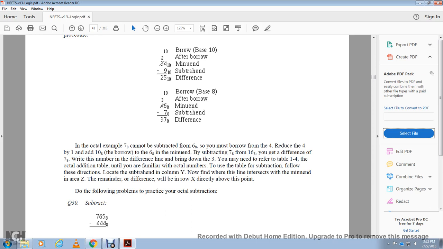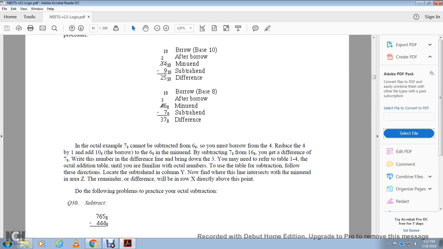Then bring down the 3. When you need help with the numbers, refer to Table 1-4, the octal subtraction table, as you are familiar with the octal addition table. Locate the subtrahend in column Y, then follow the row until it intersects the minuend in row Z. The remaining difference will be in row X directly above this point.